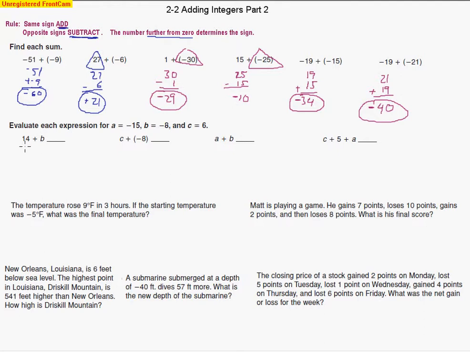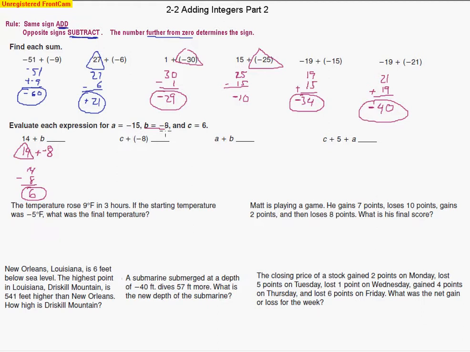So we rewrite the 14 plus whatever B is. B is negative 8. That's what it says. So we're going to put negative 8 there. And then notice that they're opposite signs. So we end up having to subtract those two numbers. So when we do that, we end up with 6. Now, is it positive or negative? Well, more positives than negatives, so our answer is 6.